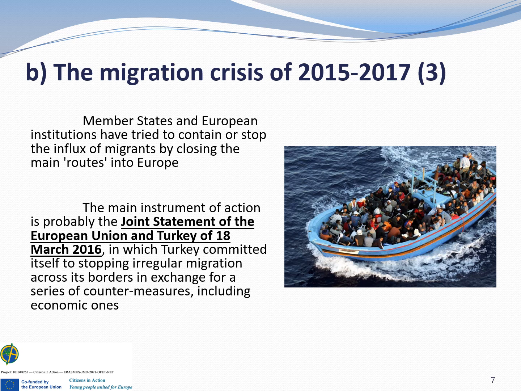In order to limit this effect, member states and European institutions have tried to contain or stop the influx of migrants by closing the main routes into Europe. The main instrument of action is probably the joint statement of the European Union and Turkey of the 18th of March 2016, in which Turkey committed itself to stopping irregular migration across its borders in exchange for a series of countermeasures, including economic ones.